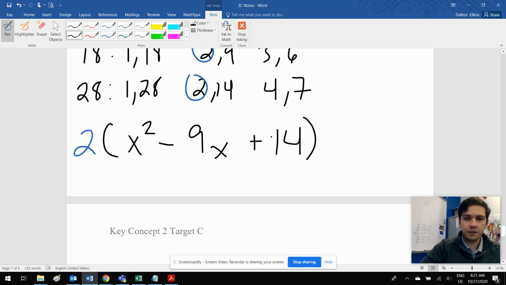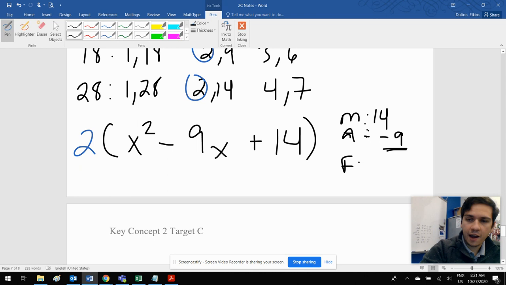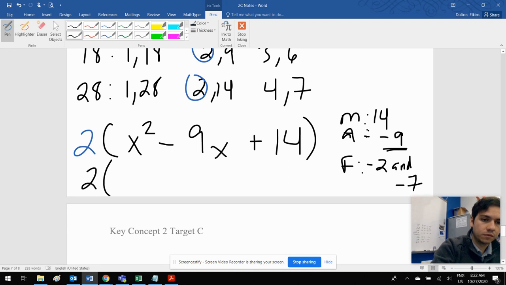So if I were to factor this using math, right, I want to multiply to 14. I want to add to negative 9, keep that part negative there. Your factors are going to be negative 2 and negative 7. So x minus 2, x minus 7.